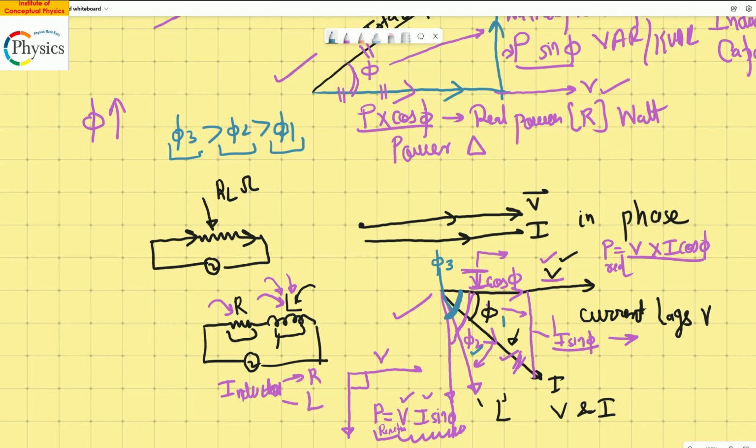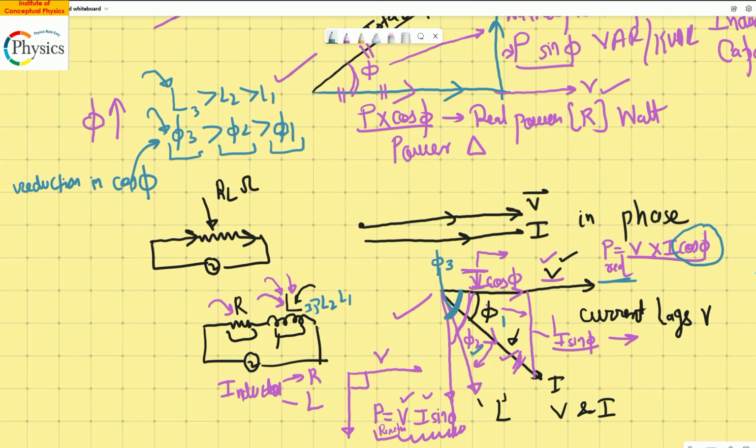So the bigger angle happens because of a higher inductance. Supposing you apply 3 inductors, L3, then L2 and L1. L3 is bigger than L2 is bigger than L1. The largest inductance results in the largest angle. So the angle is becoming large. If the angle is becoming large, what happens to the real power? Look at this, real power. This particular value, cos phi, will become smaller. So a larger angle will result in reduction in cos phi. I hope this is making sense, right?